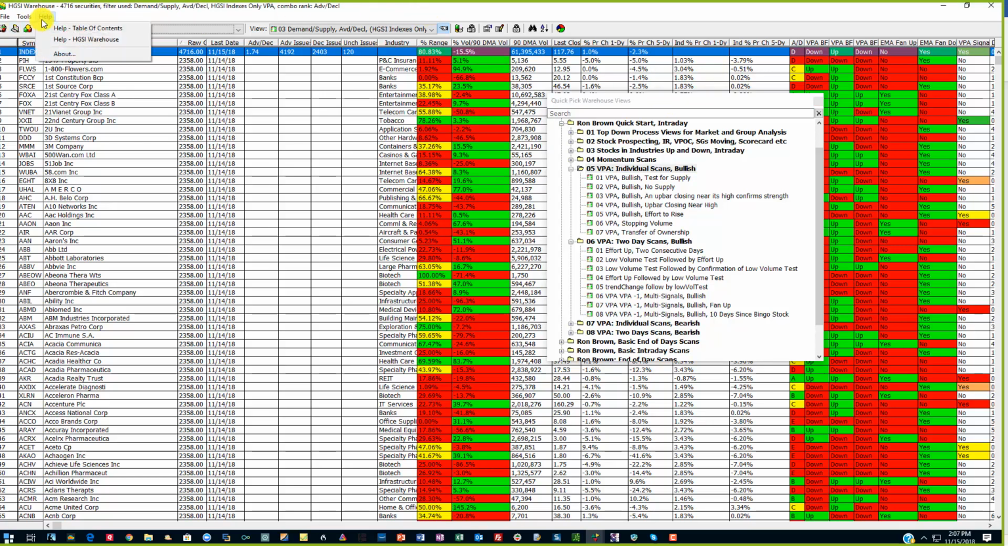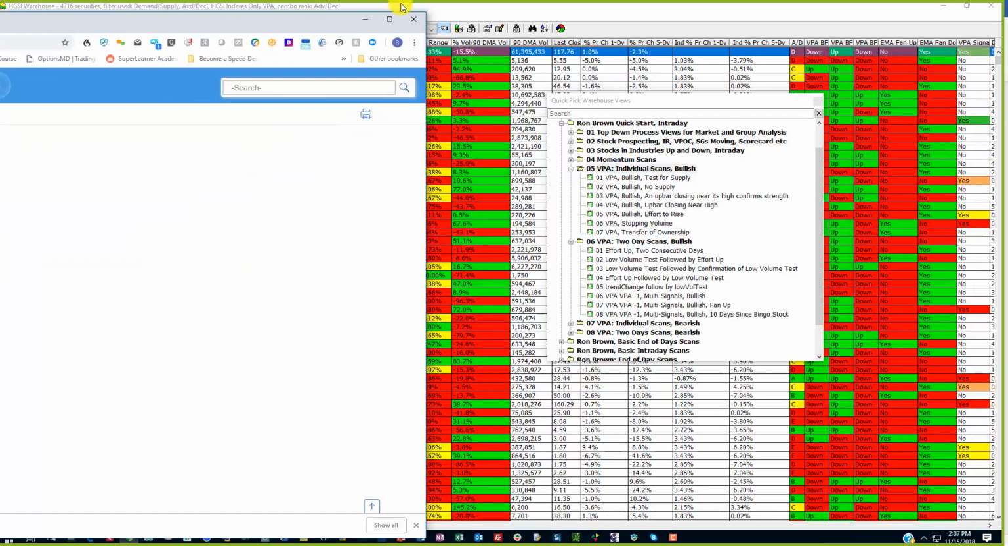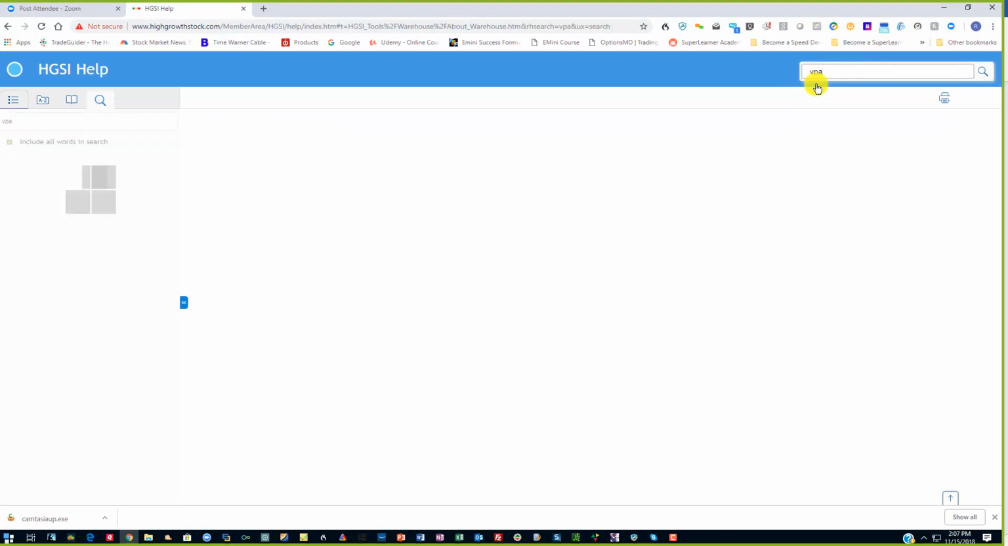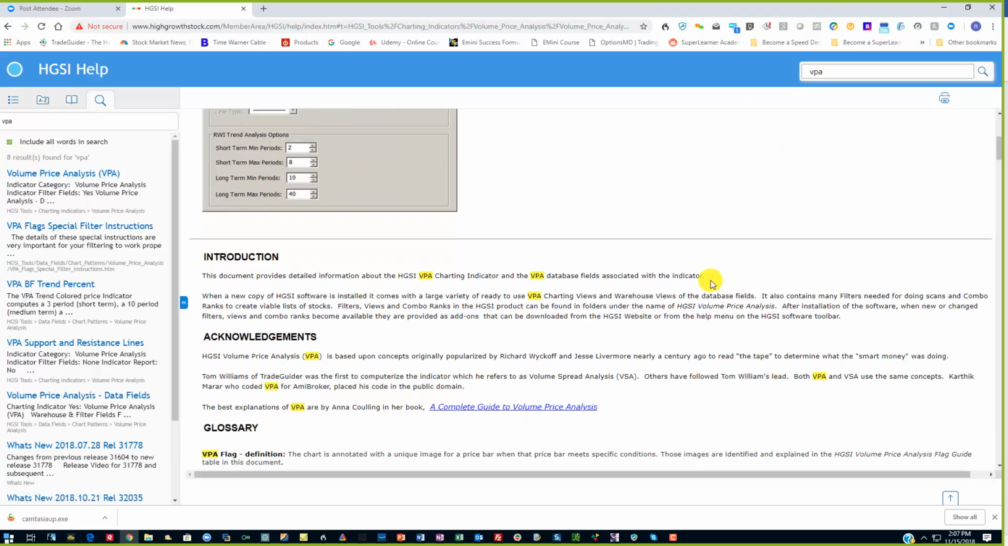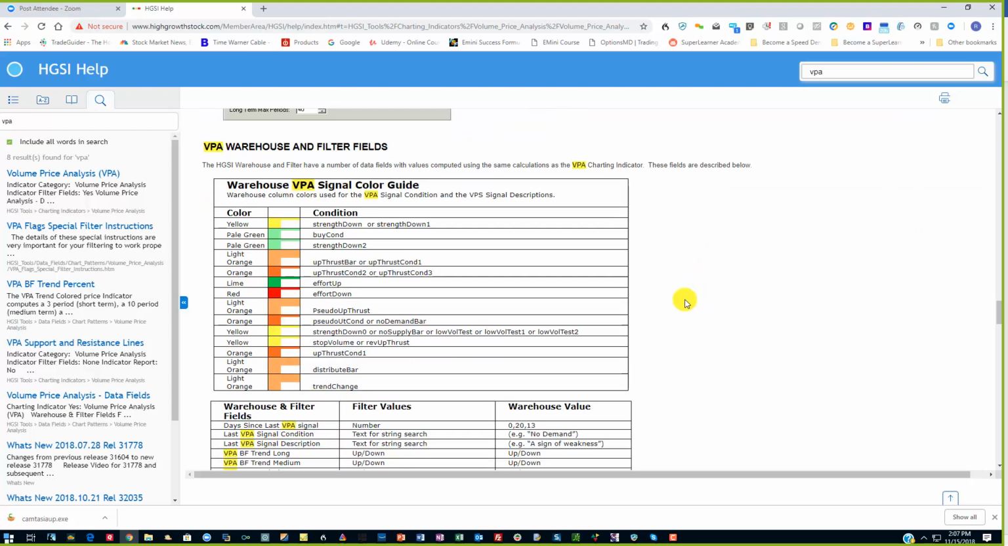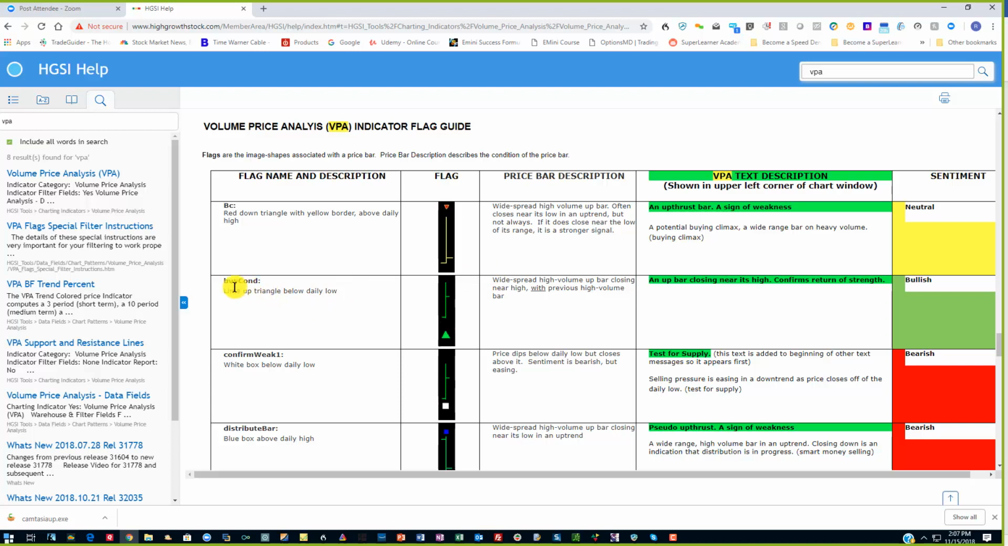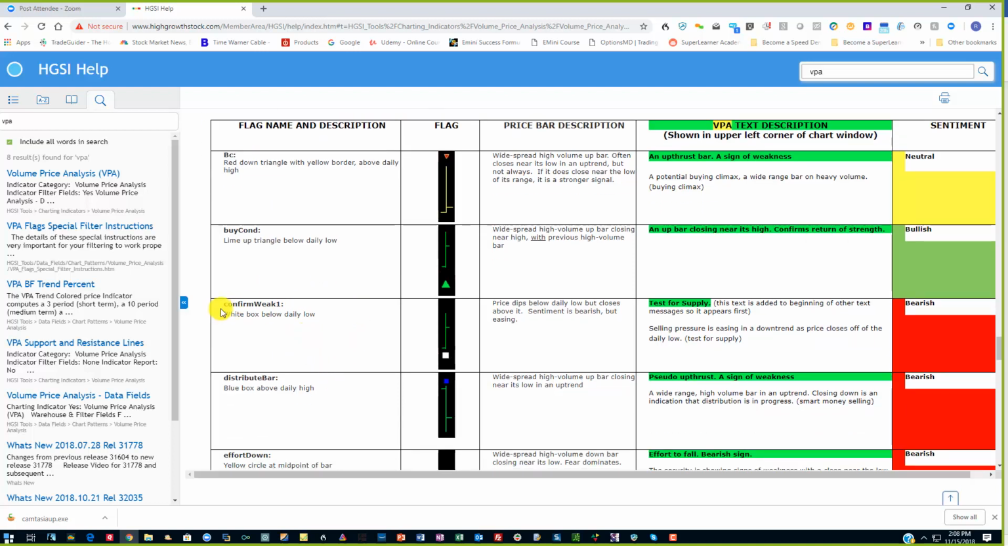First of all, if you go to your help menu and select help table of contents, and do a search over here for VPA and click on volume price analysis and scroll down, those are the flags that I'm working with now. Matthew set this up so I could build filters directly with these, direct access. So rather than having to create a filter with lines of text to get the signals, these signals are exactly what I want.